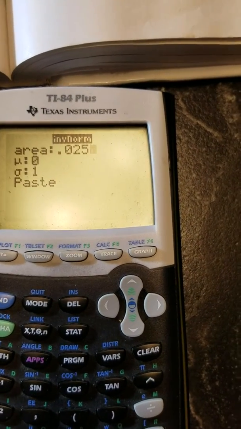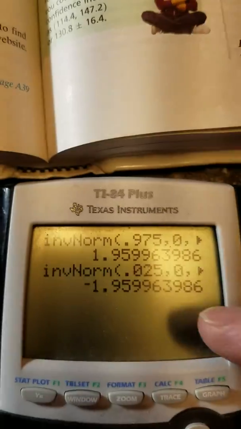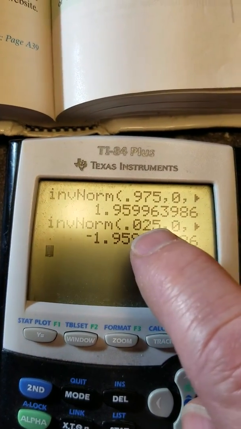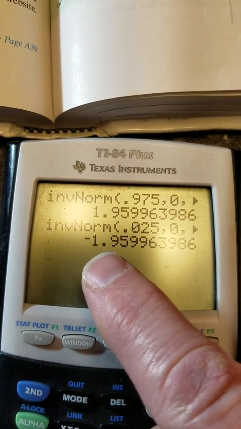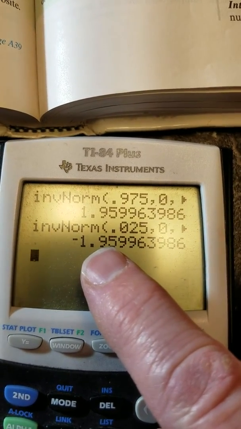But what happens if I put in 0.025 instead? I just get the opposite, right? I get that bottom one. But now, you always use positive. What I do is I'll put in the 0.025 and I'll just go, okay, but I need positive, not negative.